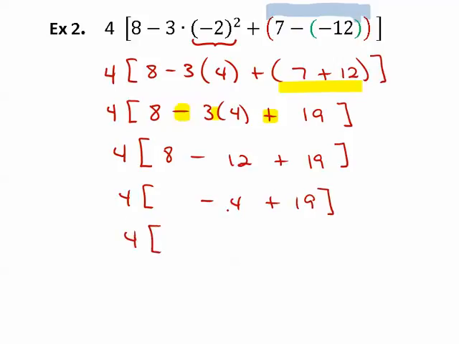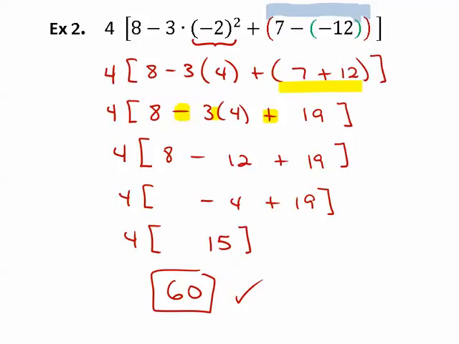Continue on with that. We have negative 4 plus 19. That gives us positive 15. And finally, 4 beside the grouping symbol means to multiply. So 4 times 15 is 60. So we simplify this. Our answer is 60.